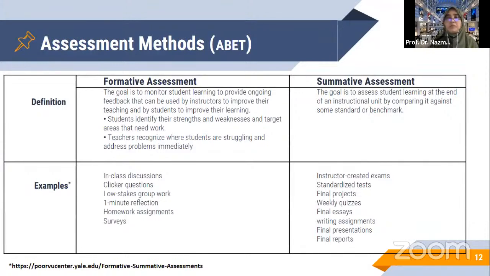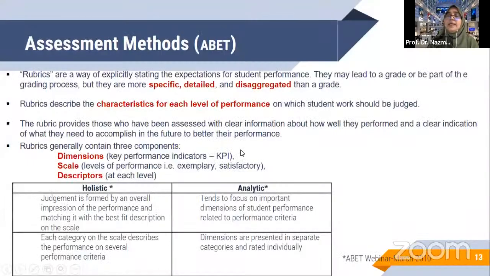And again, quizzes or MCQs, any writing of essays, take-home exams, etc., can fall under that category. On the other hand, rubrics is more detailed and very specific. It has very detailed performance criteria elaborated in the rubrics method, and they have 3 components. It has the dimension, the scale, and descriptors.